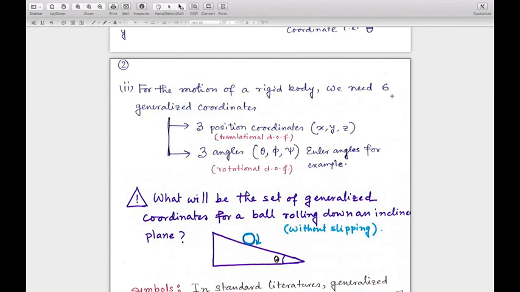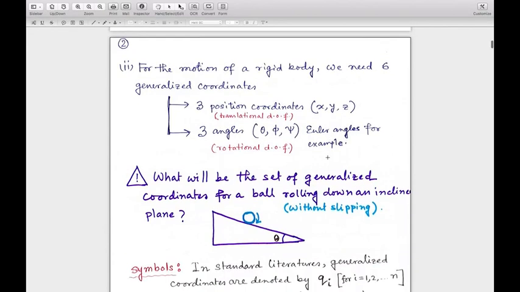Now, which 6 generalized coordinates to be chosen? Of course, you can now understand that it will be simply the normal coordinates of the CM and 3 Euler angles, for example. One possibility.